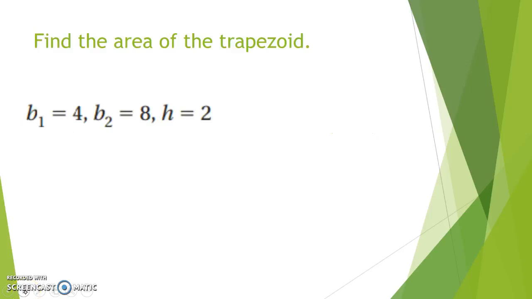Our first problem says to find the area of the trapezoid. Now remember that when we're finding the area of trapezoids, or honestly any shape, we want to make sure we write the formula first. This formula is one we have to memorize for our test tomorrow. That formula is A equals, so the area equals 1/2 times the height, and then in parentheses base 1 plus base 2. So that's our formula. We always want to start with that.